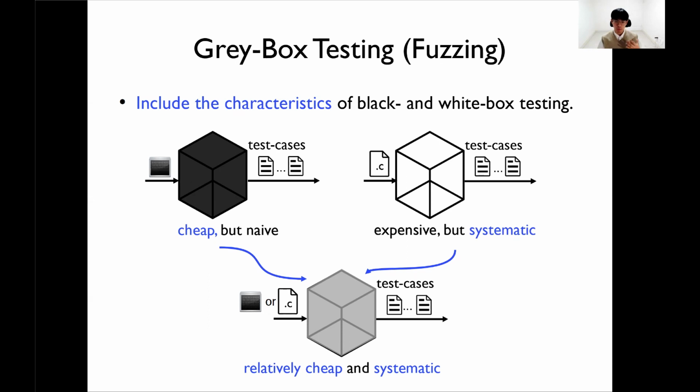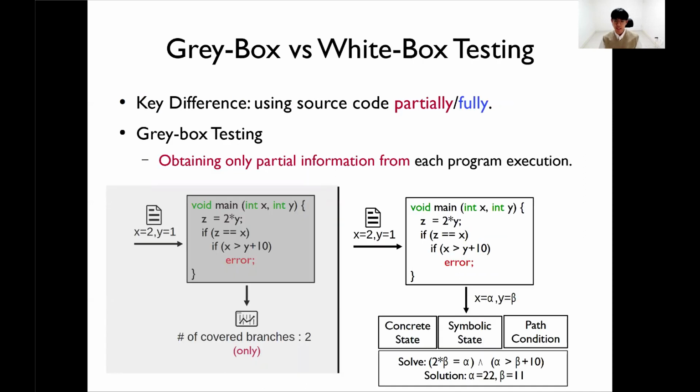So the difference between gray box and white box methods may seem a little bit unclear. In fact, this distinction is sometimes unclear. Anyway, let's clarify the key difference between gray box and white box testing. The key difference is whether the technique uses the source code partially or fully. That is, gray box testing obtains only partial information, such as code coverage like branch coverage or statement coverage, or bug finding results from each program execution with given test cases.